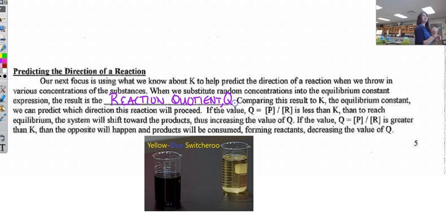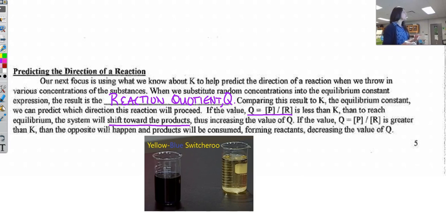Comparing this result to K, the equilibrium constant, we can predict which direction the reaction will proceed, just like I was saying. If the value of Q, products over reactants, is less than K, then remember what we do here: the alligator mouth. We're going to go in the direction where the mouth of the alligator is heading, towards the products. And so you want to reach equilibrium. The system is going to shift towards the products, thus increasing the value of Q. As you increase the value of Q, you'll eventually get to K. So your goal is to try to reach K.